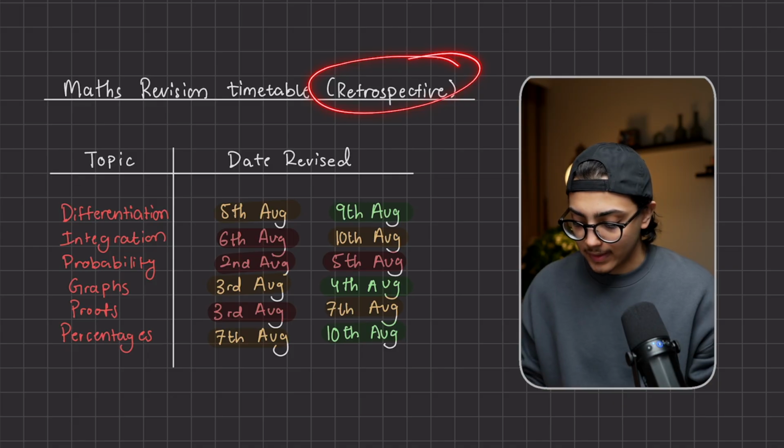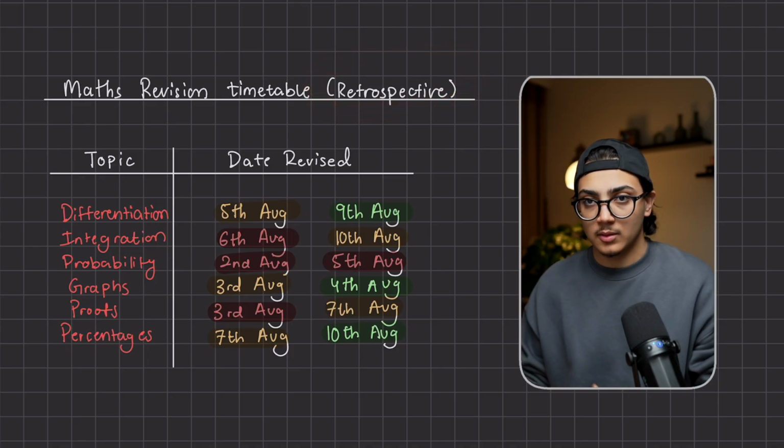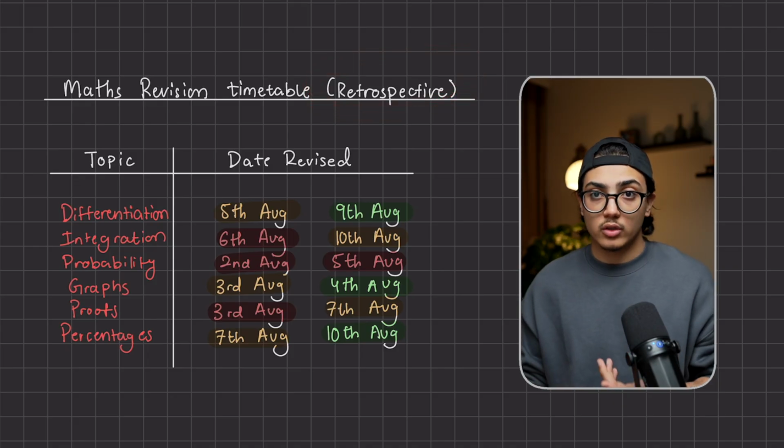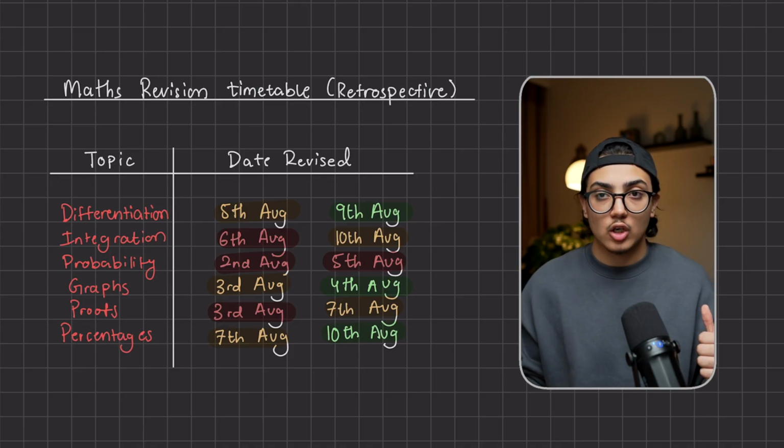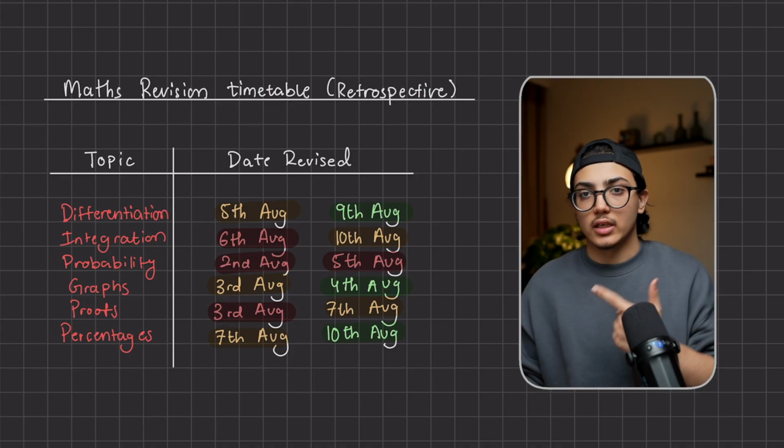So these are the 3 major problems that I have with this particular prospective revision timetable, but all of these problems are solved by the retrospective one, which is what we're going to look at next. Okay, so this is a retrospective revision timetable, which is 10 times better than the prospective one. I also want to note that retrospective means looking back in time, whereas prospective means looking into the future.